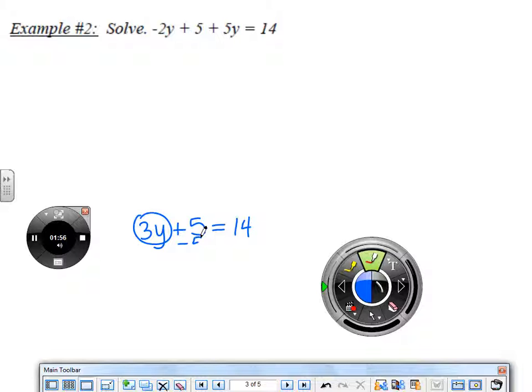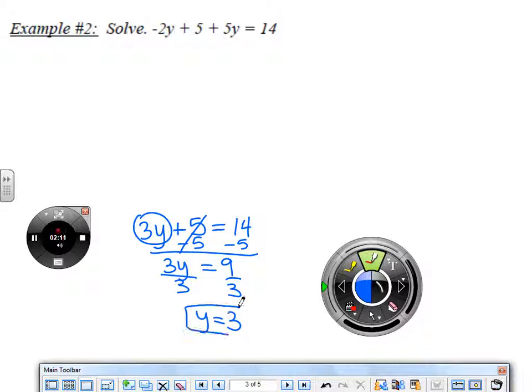So the first thing I'm going to do is subtract 5 from both sides. I'm going to have 3y equals 9, and then divide by 3. So y is equal to 3. And again, I could plug it back into that original equation to check it. Any questions about that?